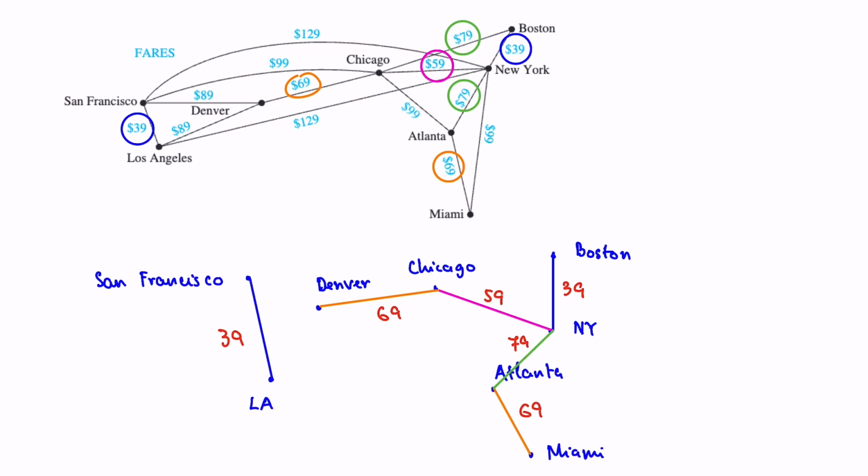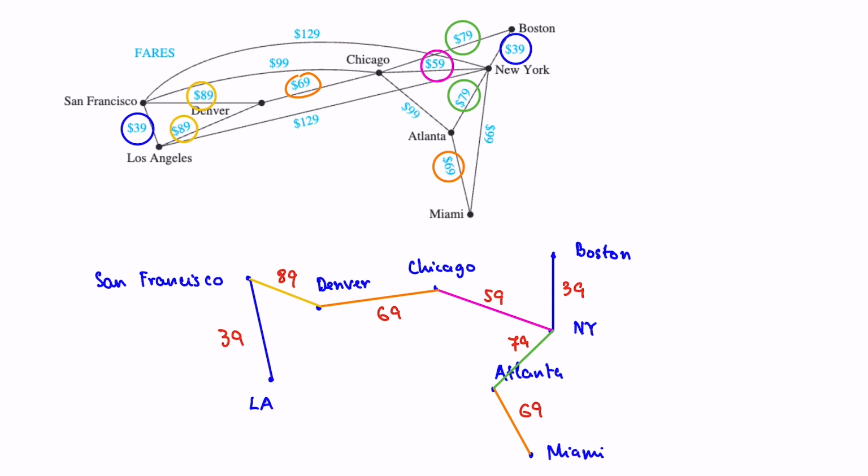And the next cheapest airfare is going to be $89, which is the one going from San Francisco to Denver, and the one going from Los Angeles to Denver. So you have to choose either one, because you cannot choose both. If you choose both, you form a cycle. So you can choose the one going from San Francisco to Denver. Again, you don't want to make the connection between LA and Denver, because in this case you form a cycle.